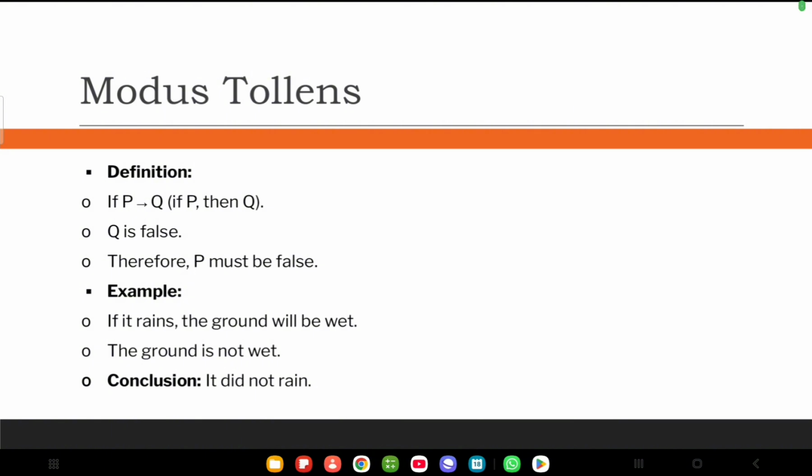Next, we have modus tollens, which is closely related to modus ponens, but it works in reverse. In modus tollens, if P then Q and Q is false, then P must also be false. Here's an example. If it rains, the ground will be wet, but if we observe that the ground is not wet, we can conclude that it didn't rain. This follows the reasoning of modus tollens.